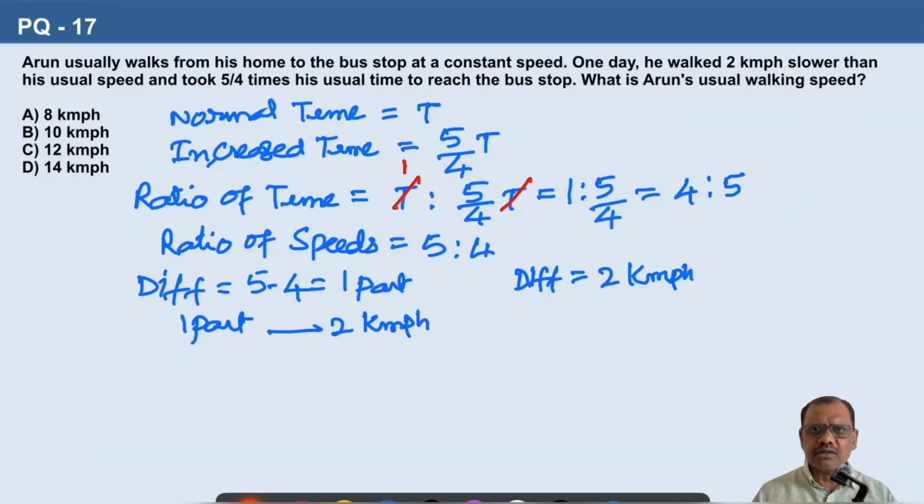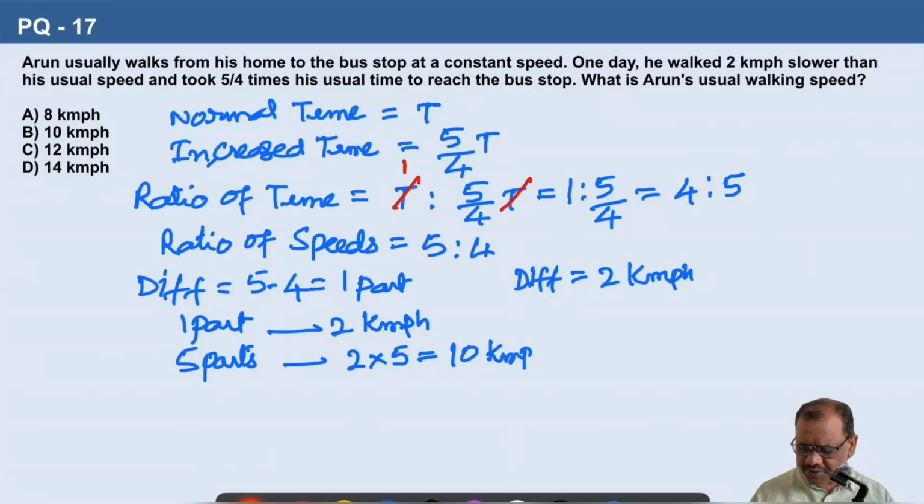And now we have to find out the time with the usual speed. What is Arun's usual walking speed? So usual walking speed is 5 parts. Let us find out. So 5 parts is 2 times 5. So that is 10 kilometers per hour. So this is the usual speed of Arun, 10 kilometers per hour. So answer is option B.